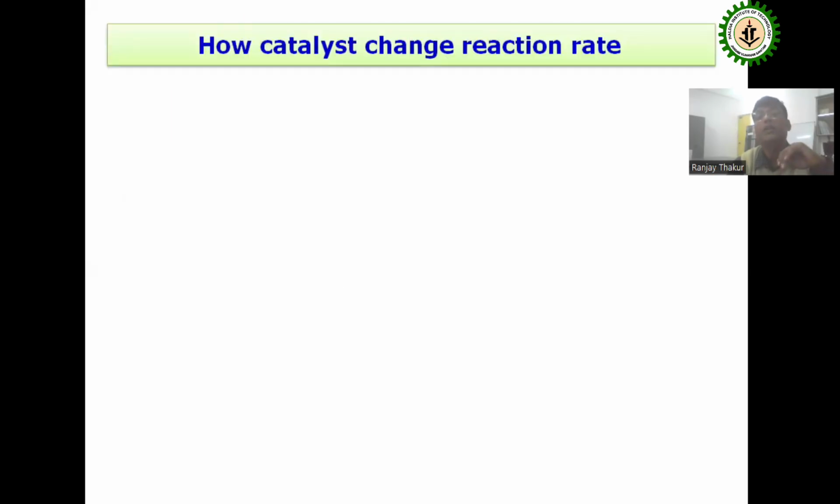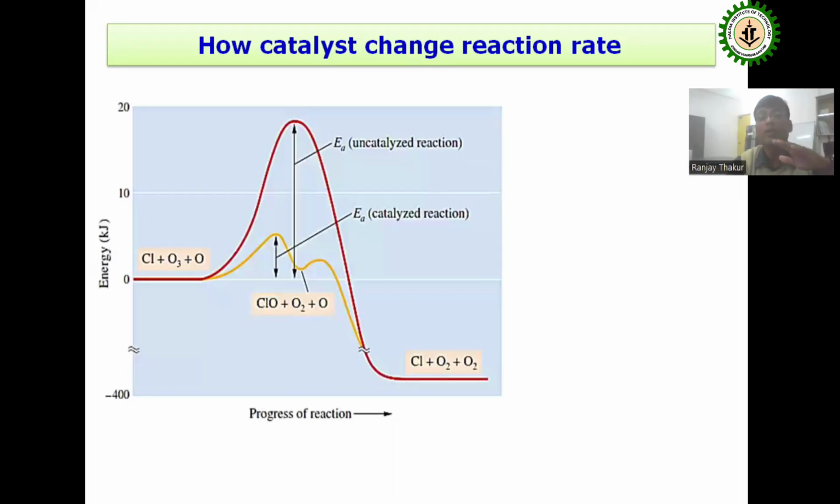Now, how does a catalyst change the reaction rate? As we said, it decreases the height of the energy barrier, that is, it decreases the activation energy. If we look at this example from this graph, suppose chlorine, ozone and oxygen take part in the reaction, and this is the internal energy of all of them, with energy on the axis. In the absence of catalyst, see this red line.